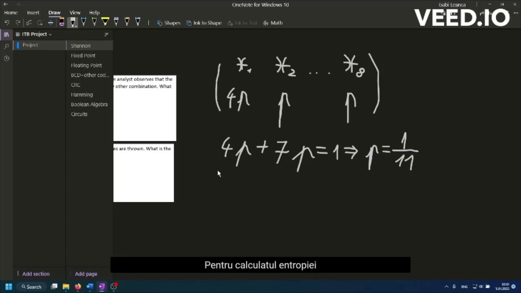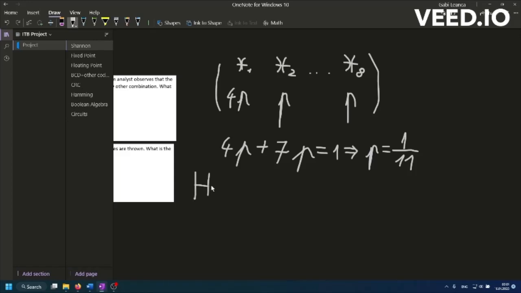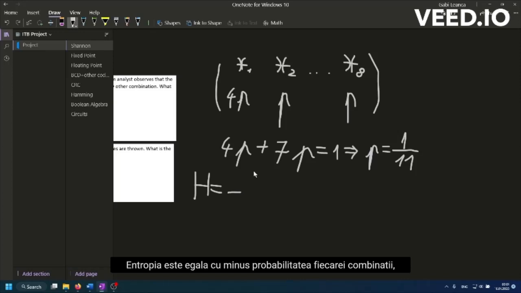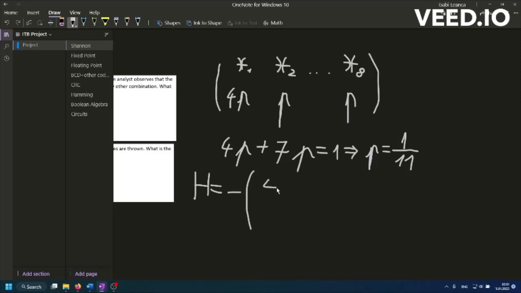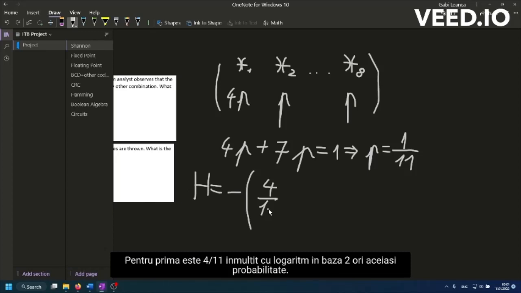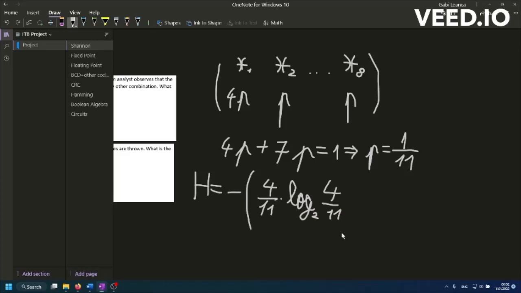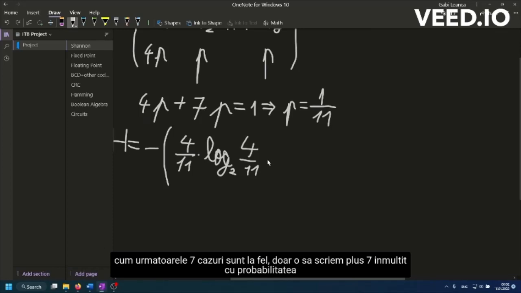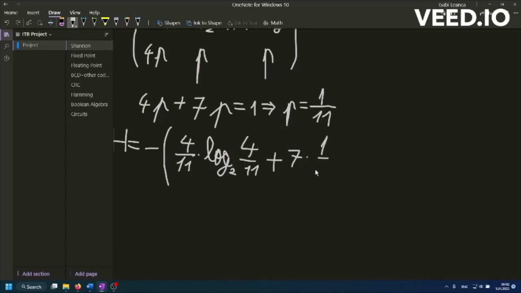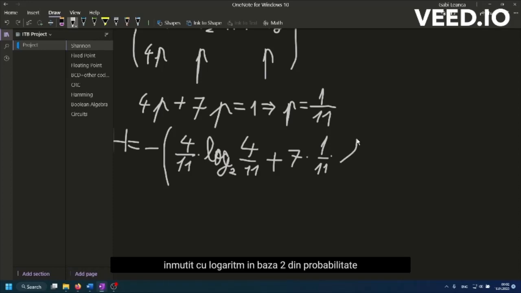As for calculating the entropy, it is done like this. The entropy equals minus the probability of each combination. For the first one, it's 4/11, multiplied by logarithm in base 2 of the same probability. Since the next 7 cases are the same, we are just going to write plus 7 multiplied by the probability multiplied by logarithm.